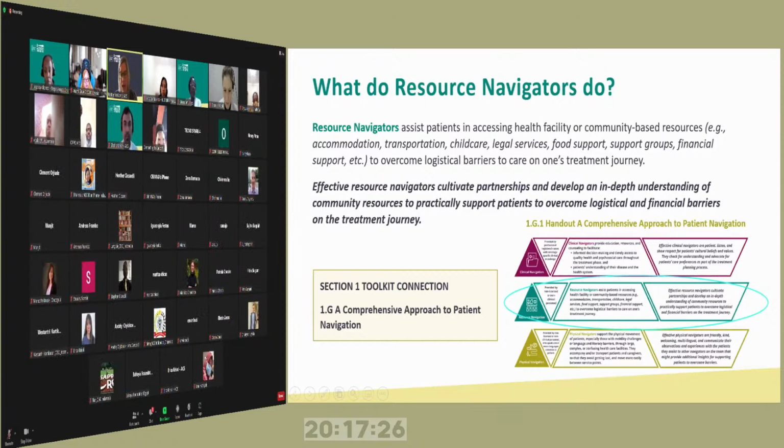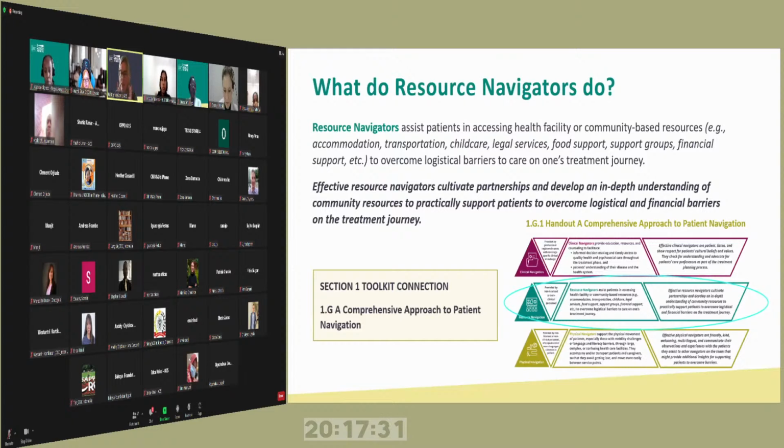And I just want to point out, we have in section 1 this handout that gets into these different types of navigation and defines resource navigation for you. So that's the 1G1 handout.